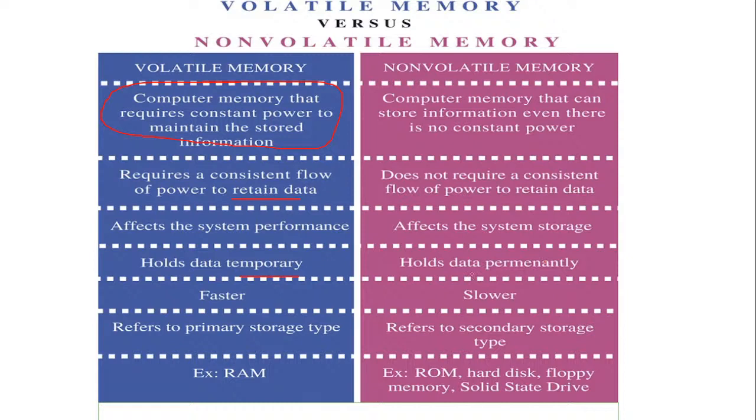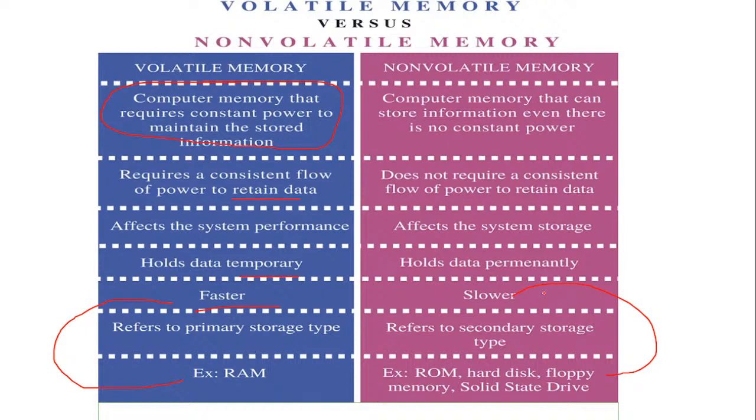Fine. Volatile memory is much faster compared to non-volatile memory. Examples: here we have seen RAM, and here we have an example of ROM. RAM refers to the primary storage type, and ROM refers to the secondary storage type. Is it clear?